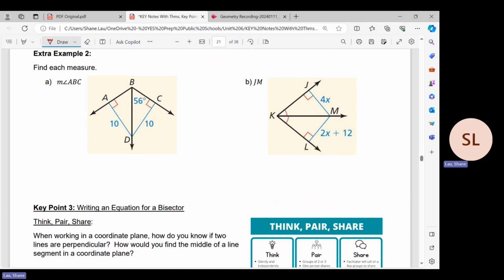Again, take some time, stop, try to do these on your own. But I will go ahead and give you these answers. The measurement of angle ABC is 112 degrees. Oh, I messed that up a little bit. That's okay. I think I reclaimed myself there. And JM is going to equal 24.